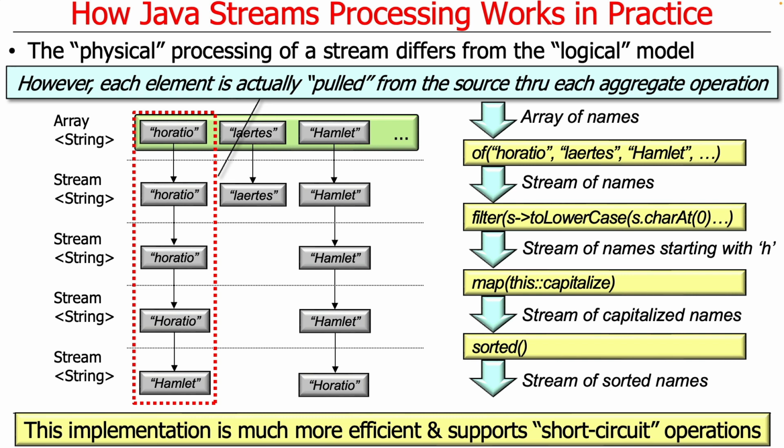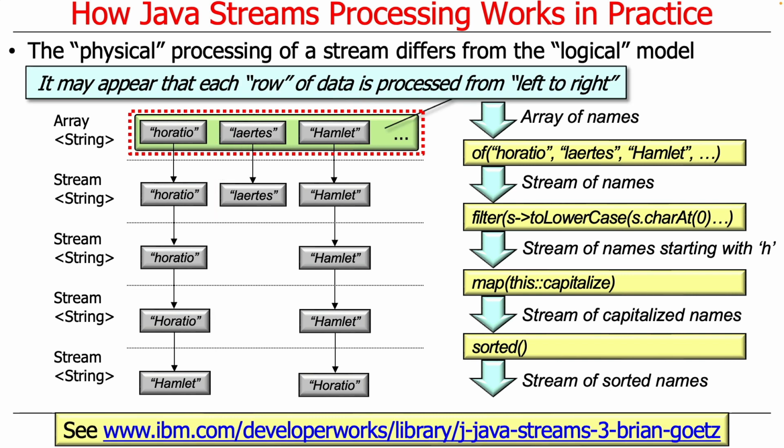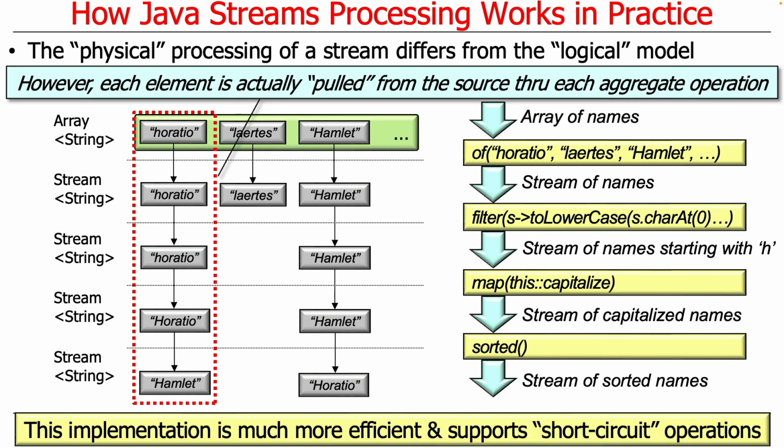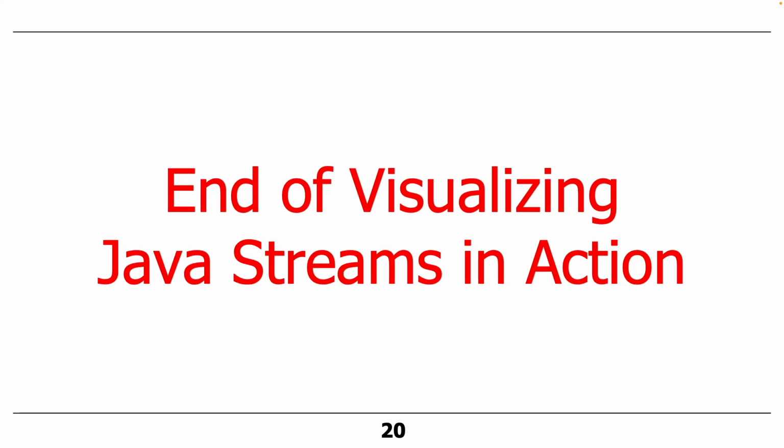If you were to do things like this, then there'd be a lot of extra processing, even when the data was going to get thrown away once it reached one of those short circuit operations. We'll talk more about short circuit operations later, so don't worry about that too much right now. So that's the end of visualizing Java streams. You'll see a lot of visualizations in other lectures later.